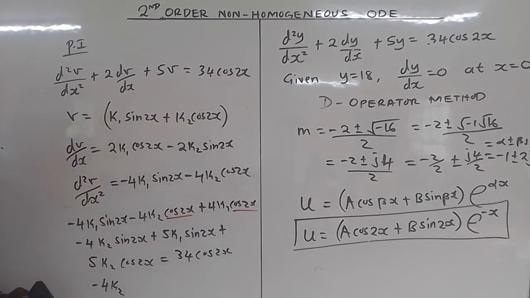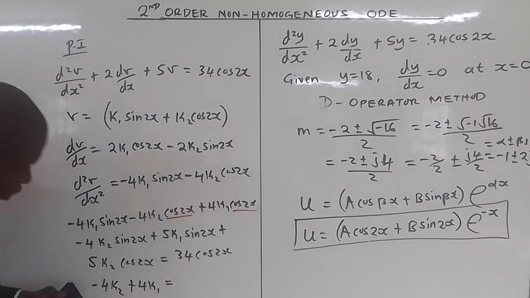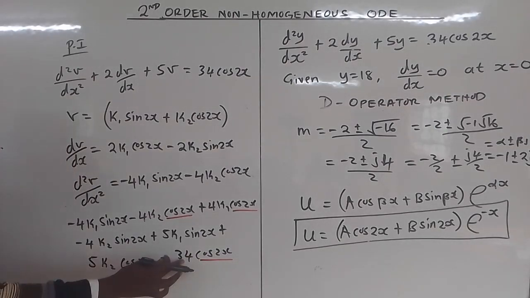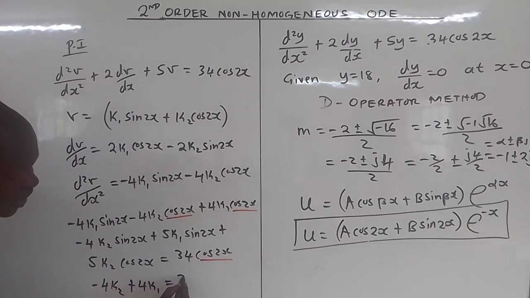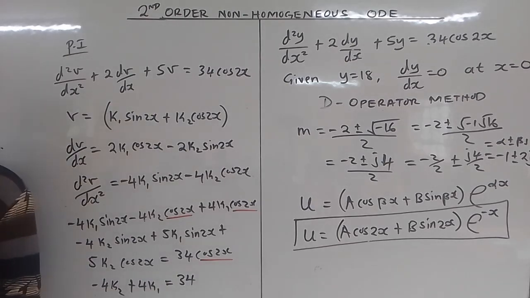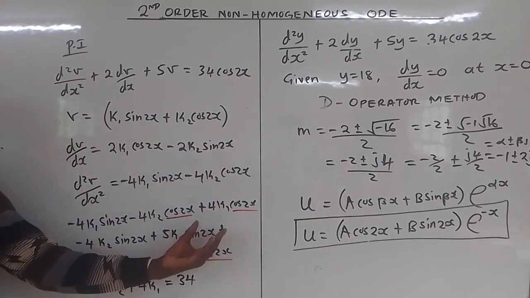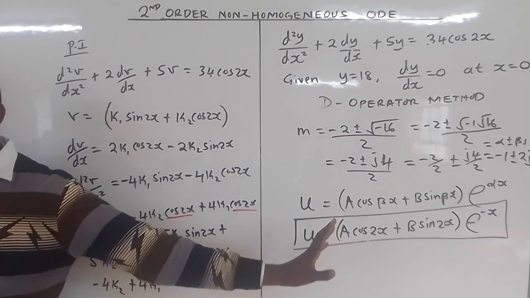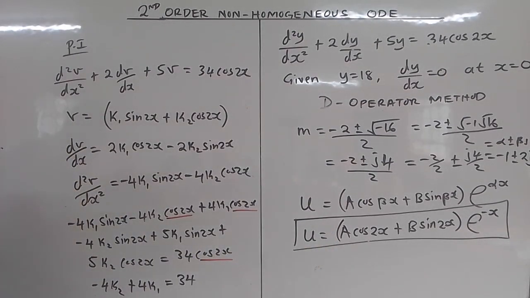Plus 4k1. Then the next is only that. Are we together? Then on the other side of the equation, we have cos 2x here. What is its coefficient? 34. It is the coefficients you are comparing, isn't it? Meaning the coefficients of cos 2x on the left hand side of the equation are equal to the coefficients of cos 2x on the right hand side. There's another one. This one. Oh, there's another one.